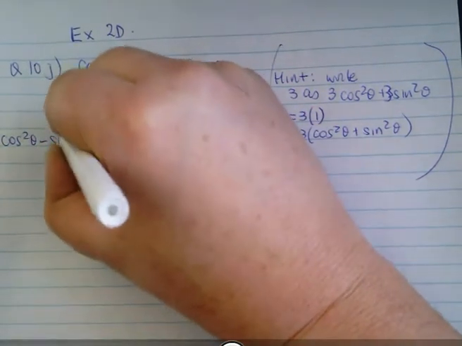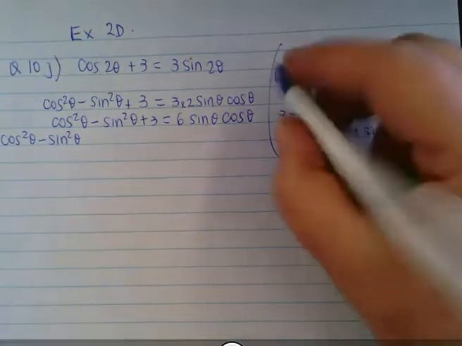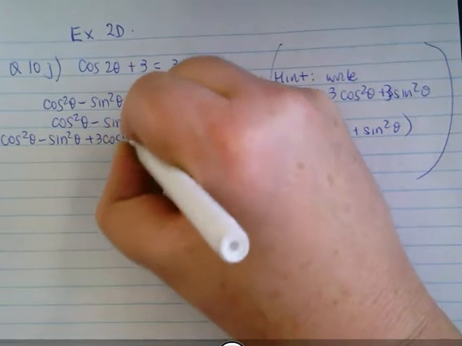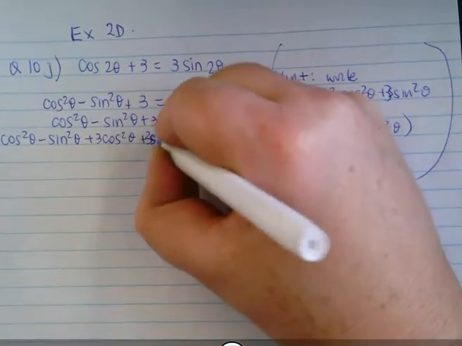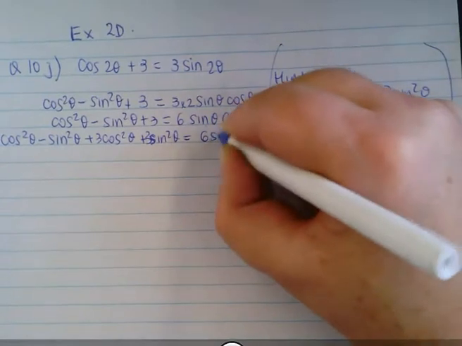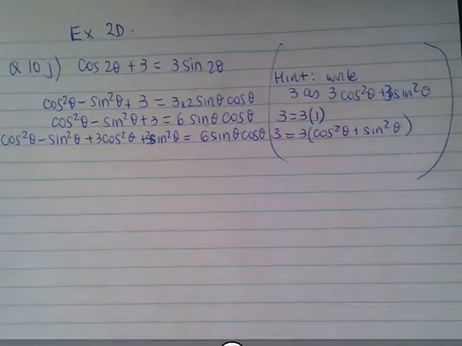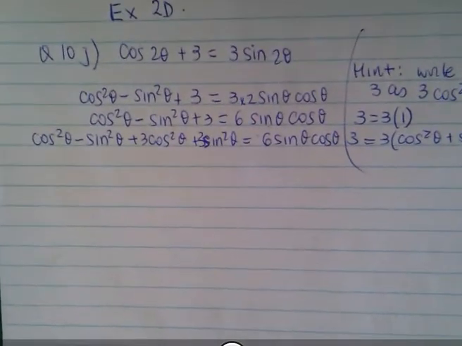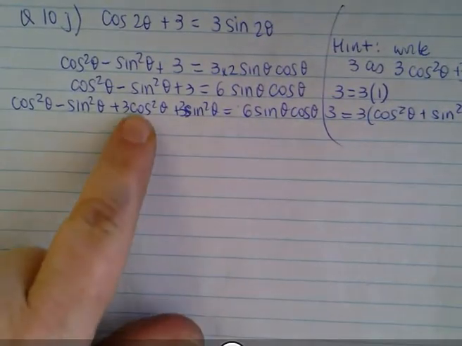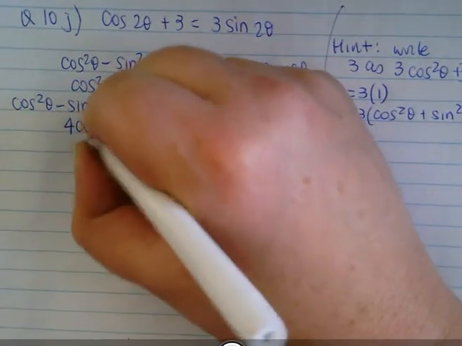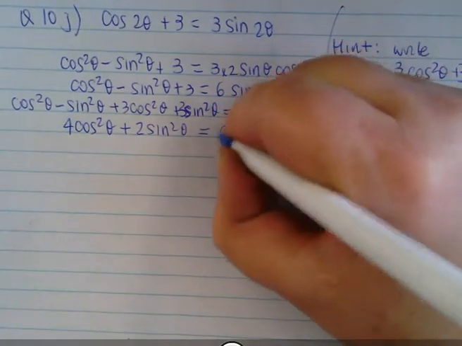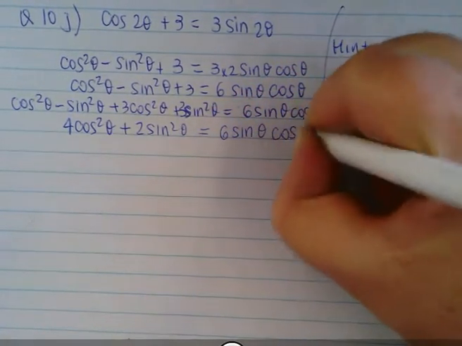Cos squared theta minus sine squared theta. We know that 3 is 3 cos squared theta plus sine squared theta. 3 cos squared theta plus 3 sine squared theta equals 6 sine theta cos theta. Okay? Sorry, looking a bit messy. Now, do you have some like terms there? Got to zoom in a bit. So haven't we got 3 plus 1, that's 4 cos squared theta? And haven't we got 3 minus 1, which is plus 2 sine squared theta, equals 6 sine theta cos theta?